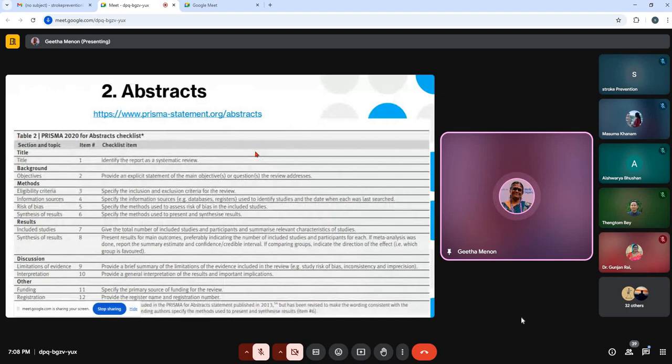For writing up the abstract, there is a PRISMA statement only for writing up the abstract, which needs to be followed. It includes the title, the background, the methods, the results, the discussion, and all these steps have to be followed to write the abstract.